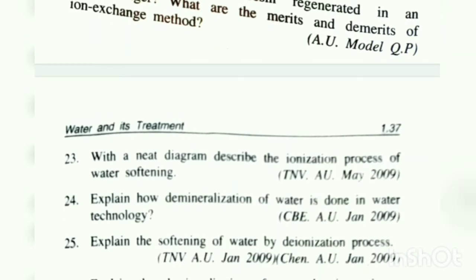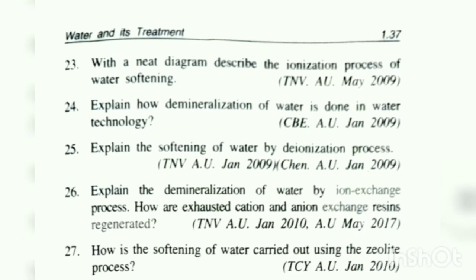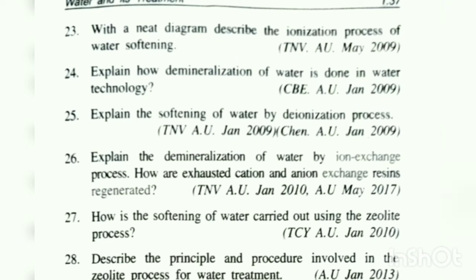23, with a neat diagram, describe the ionization process of water softening. 24, explain how demineralization of water is done in water technology. 25, explain the softening of water by deionization process. எல்லாமே deionization process தான், அதுவும் ரொம்ப important.